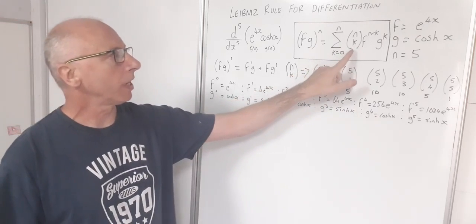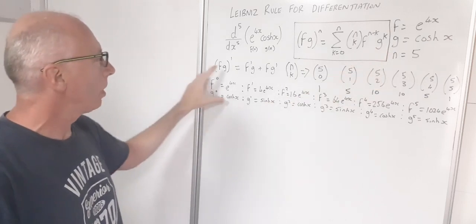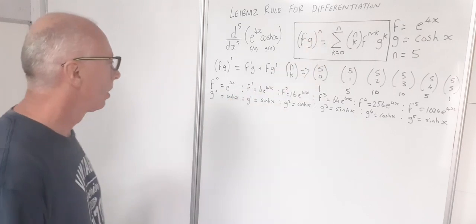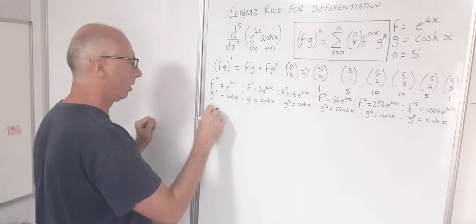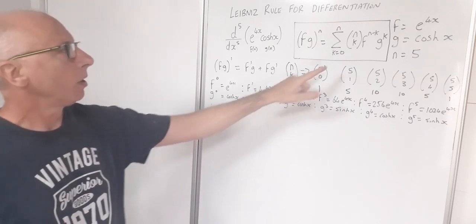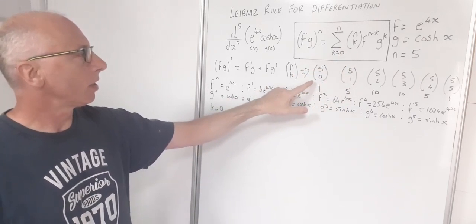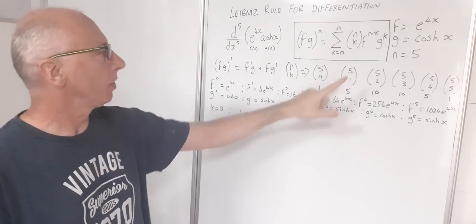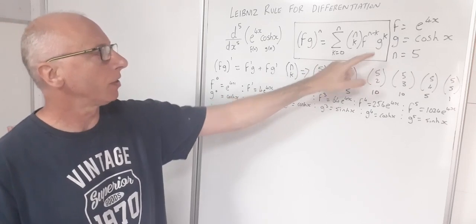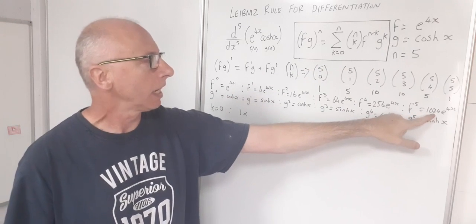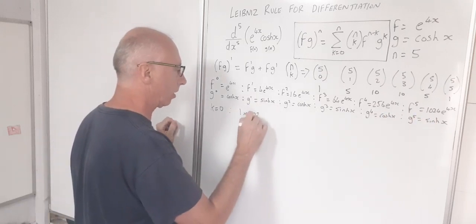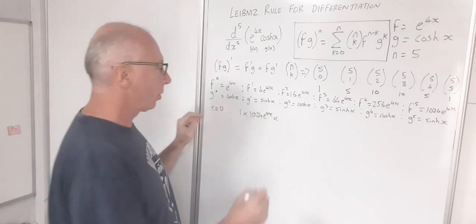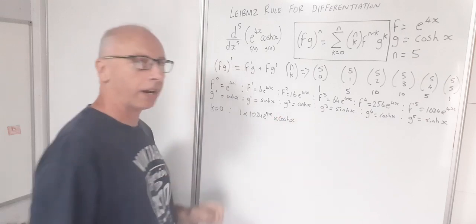So now we need to work out the sum of this. We've got this component, this component, this component already here on our chart. So now what we want is from k equals 0 to 5. If k equals 0, what have we got? Well, we've got 5 choose 0, so that's 1. So we've got 1 times the fifth derivative of f and the function itself of g. So the fifth derivative of f is 1024e to the 4x times the function itself, which is cosh of x. So that takes care of that.